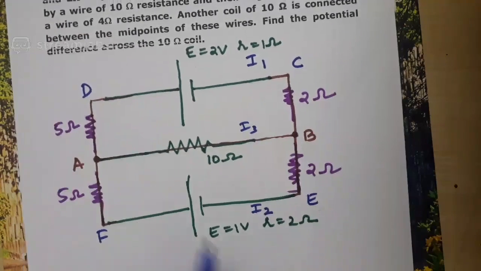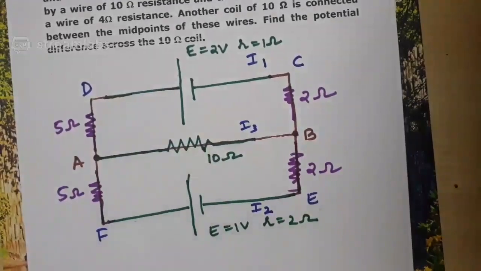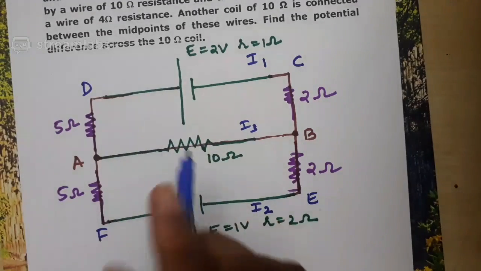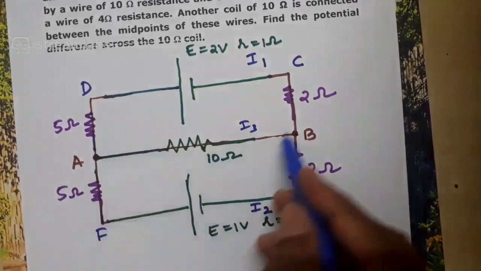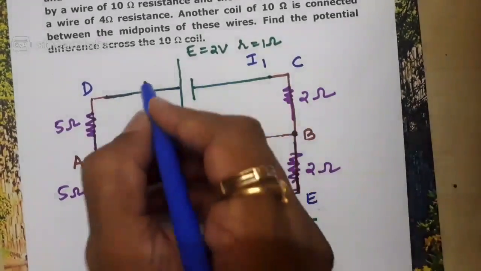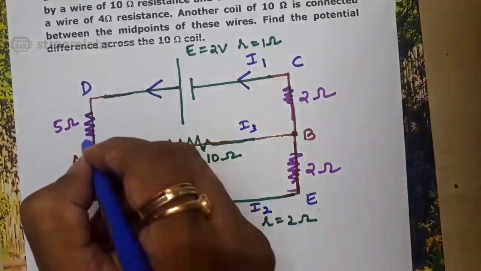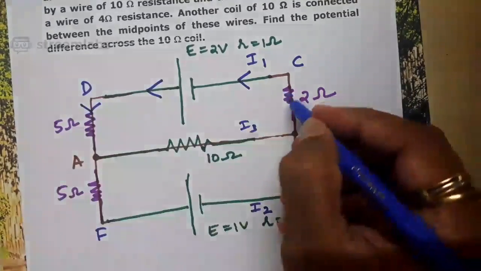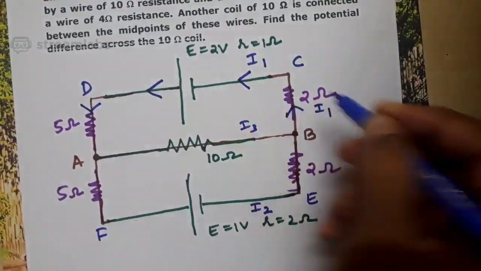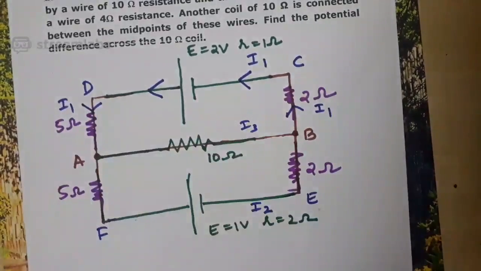But I gave one suggestion. If there is a cell in the branch, try to send the current as indicated by the cell only. A cell always sends a current from positive to negative. I am talking about conventional current. That means I1 should be in this direction. In the branch, the current should obviously be in the same direction. So here I1 only. Here also I1. Here also I1 only. I hope you followed this.